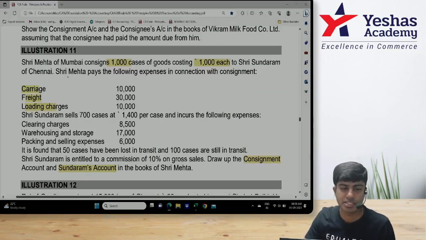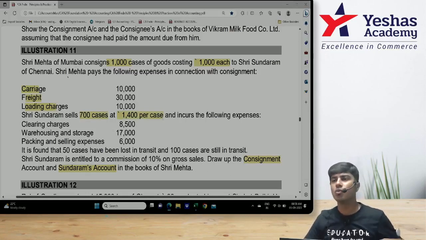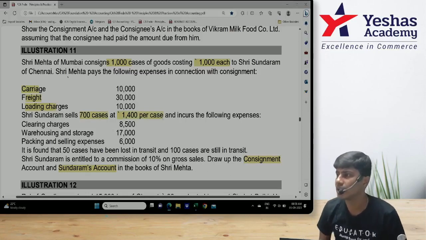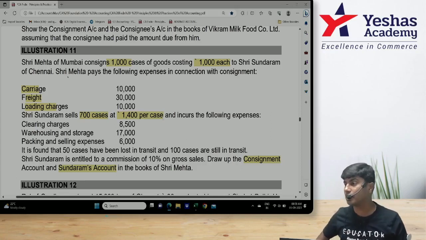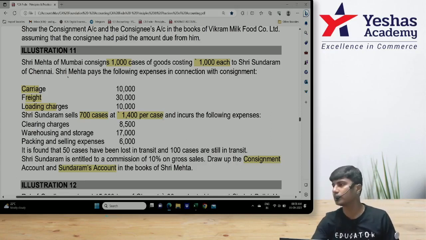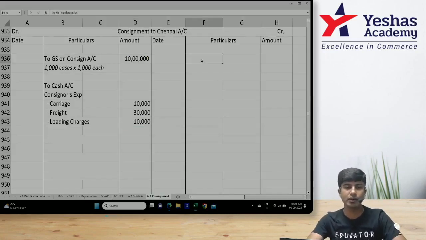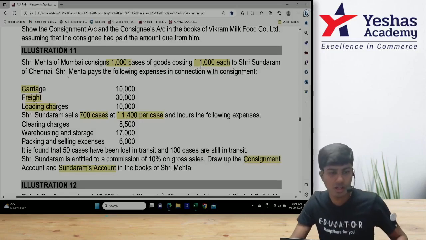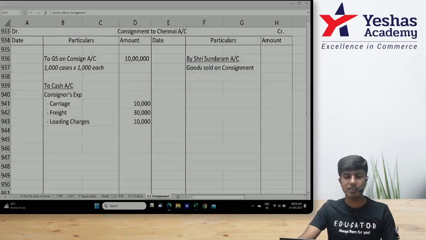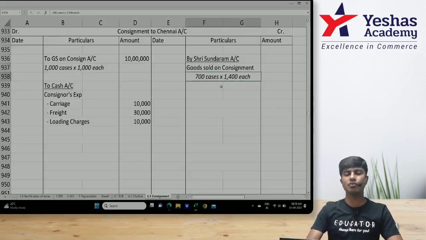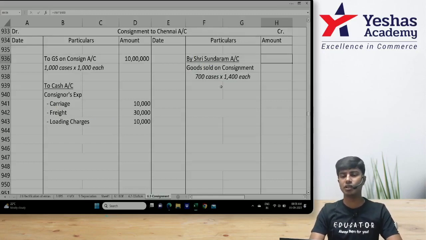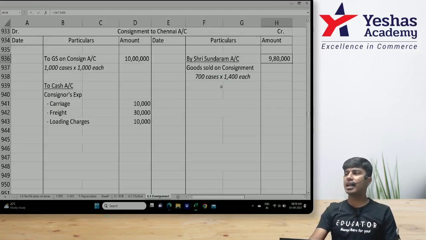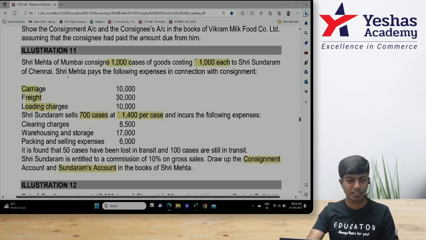Shri Sundaram sells 700 cases at rupees 1400 per case. What is the entry for sales? Consignee account debit to consignment account. Consignee account debit to consignment account, I'll write by Shri Sundaram. Consignee, goods sold on consignment. How many cases? 700 cases at the rate 1400. 700 cases into 1400, 980,000. What is after that?